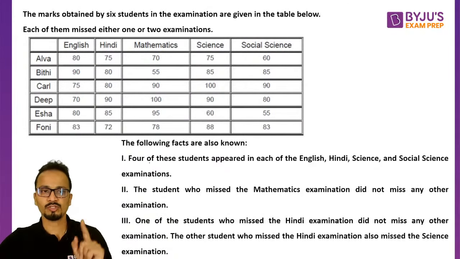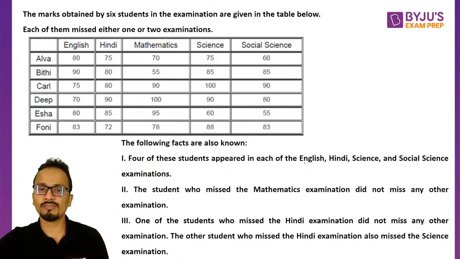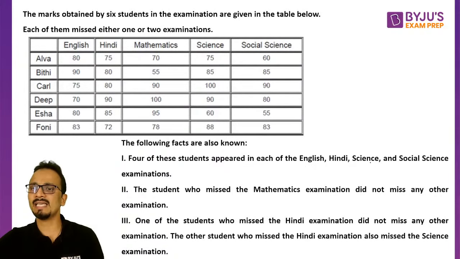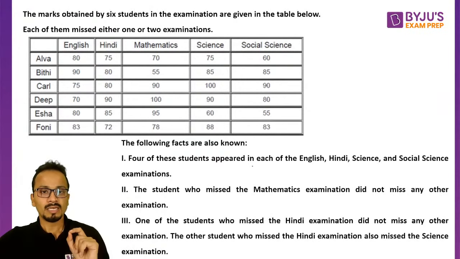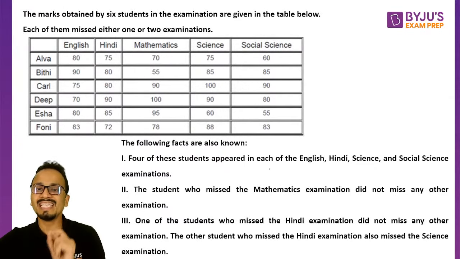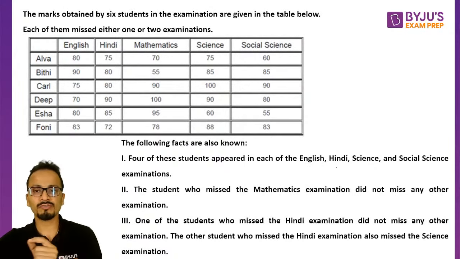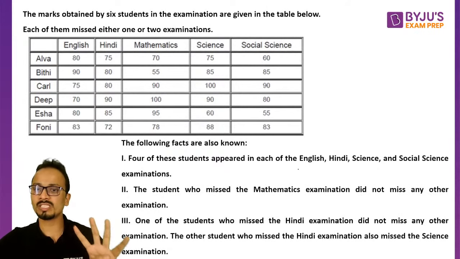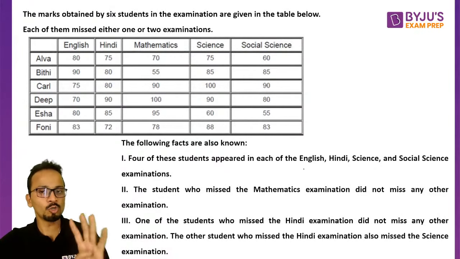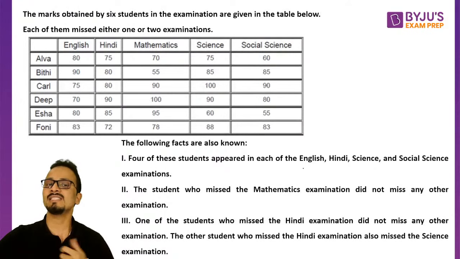Now looking at the data given below this table, the following facts are also known. Fact number 1: four of these students appeared in each of English, Hindi, Science and Social Science examinations. Understand the meaning of this. Four of these students appeared in each of English, Hindi, Science and Social Science. So that means in English, 4 students appeared. Similarly, in Hindi, 4 students appeared, as well as in Science and Social Science.